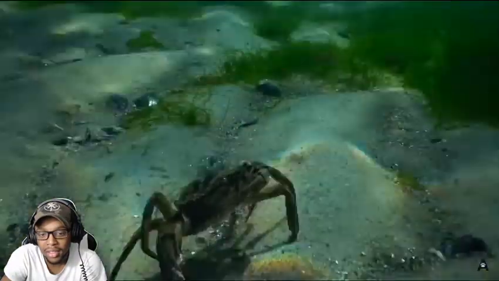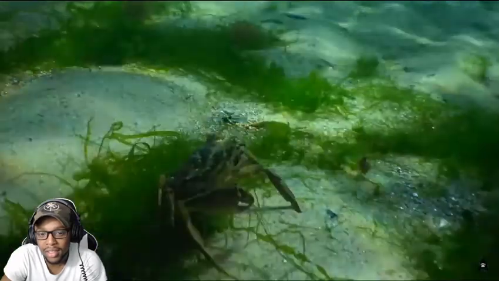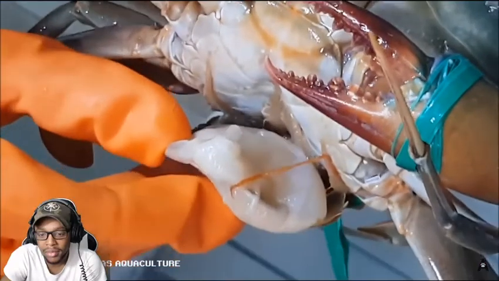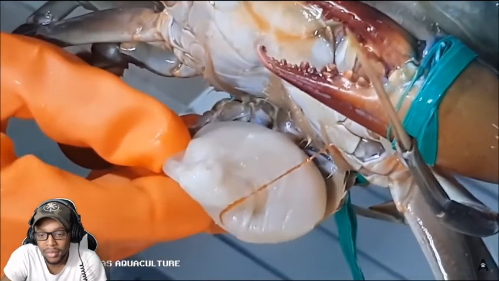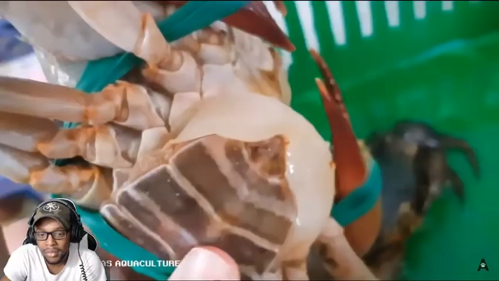Green crabs fall victim to a similarly grim fate. The horrifically named castrator barnacle will make its way through a crab's joint into its exoskeleton. The barnacle will find its way to the rear of the crab, where their eggs are incubated and emerge from the crab as a sac.